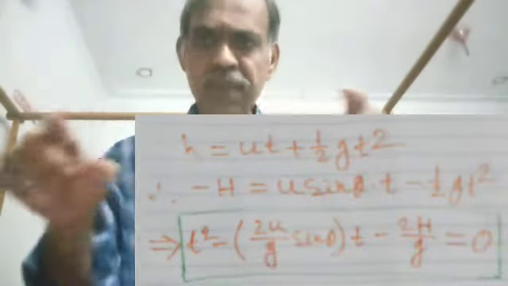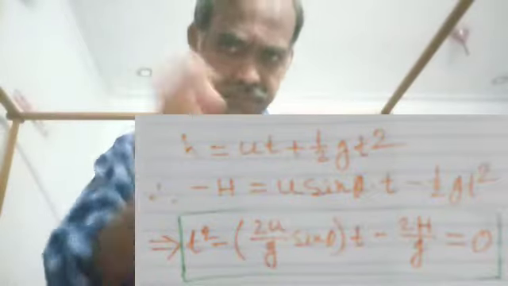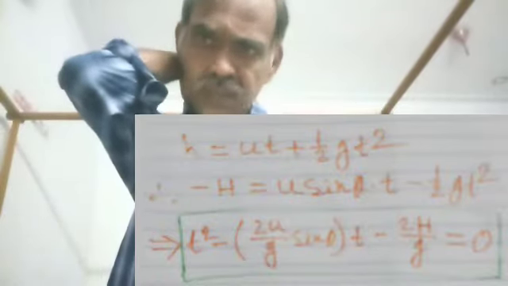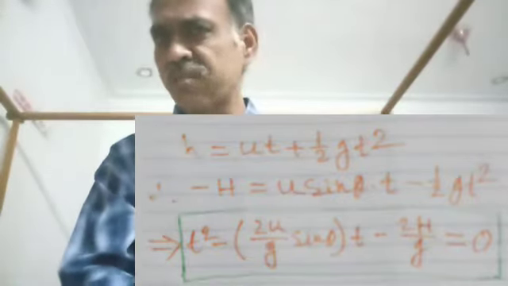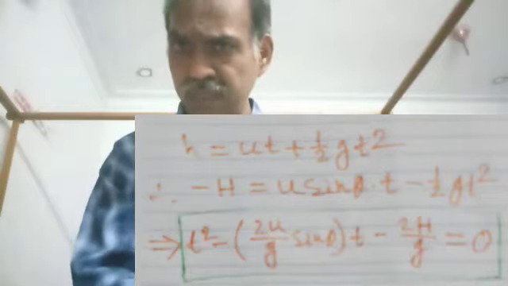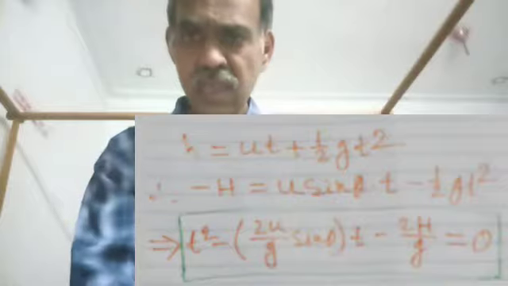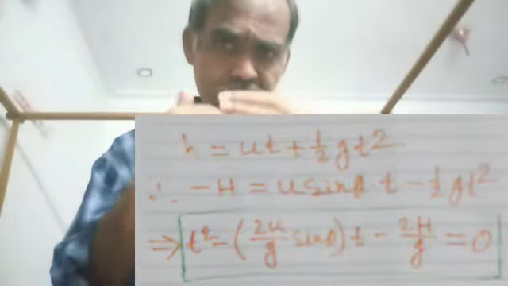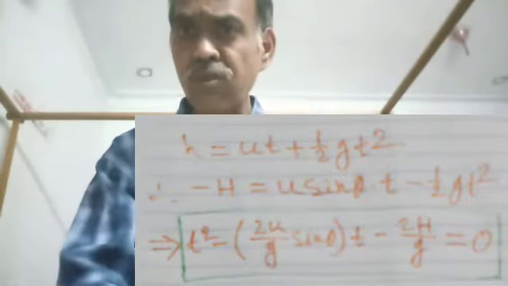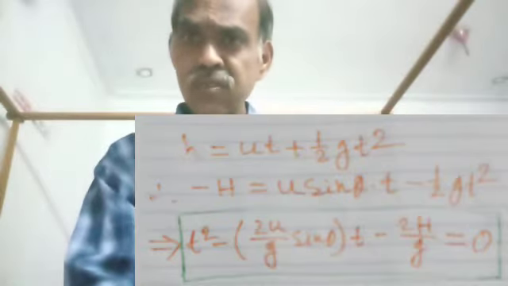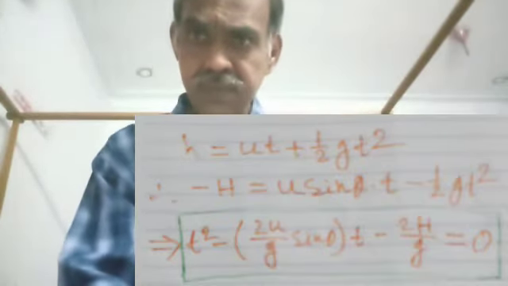Solving this quadratic equation, you will get two values of t, one negative, one positive. The negative value is not valid for the given problem, so you have to take the positive value. After getting the expression for t, you put it in the equation for range. Range is equal to u cos theta multiplied by t. So now you put the expression for t here, and you have got range as a function of theta.